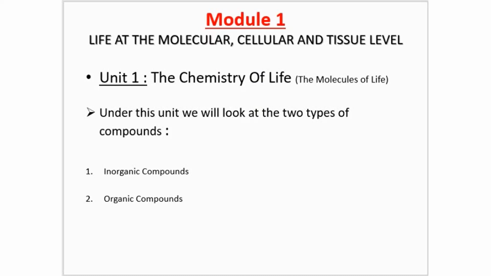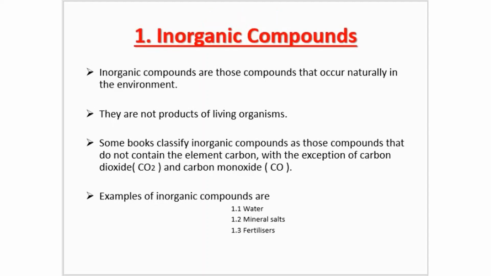So, life is molecular and cellular, but like I said, Unit 1, the chemistry of life. Under this unit, we'll look at the two types of compounds, both the inorganic and the organic compounds. So the inorganic compounds are those compounds that occur naturally in the environment. They are not products of living organisms.